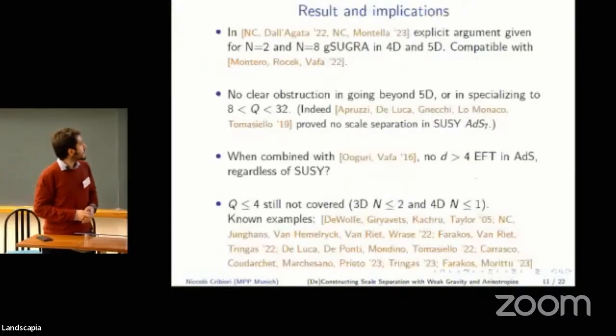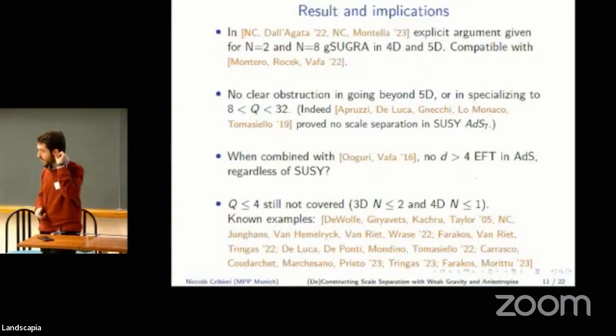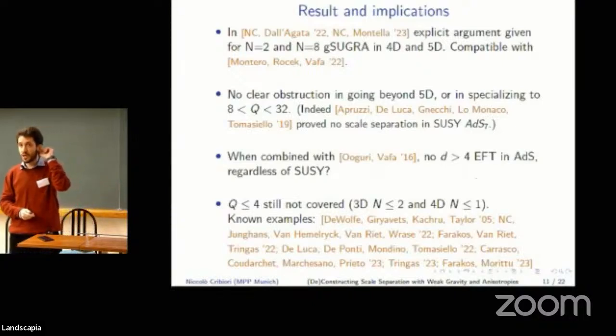So the result we have is that we have an explicit argument for N equal to 2 supergravity in 4 and 5 dimensions.